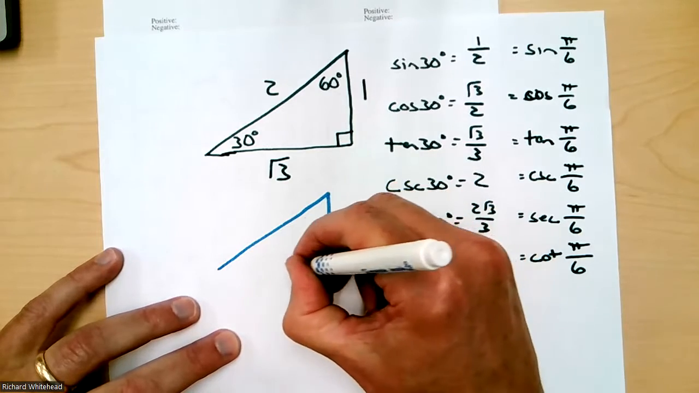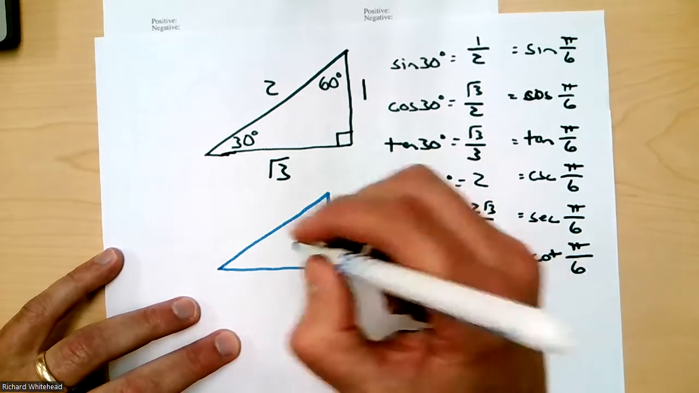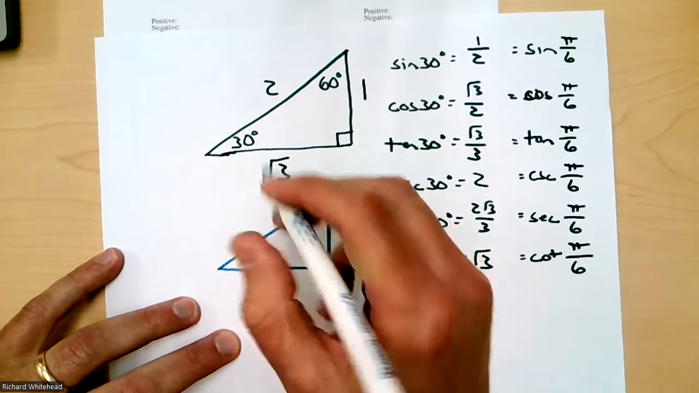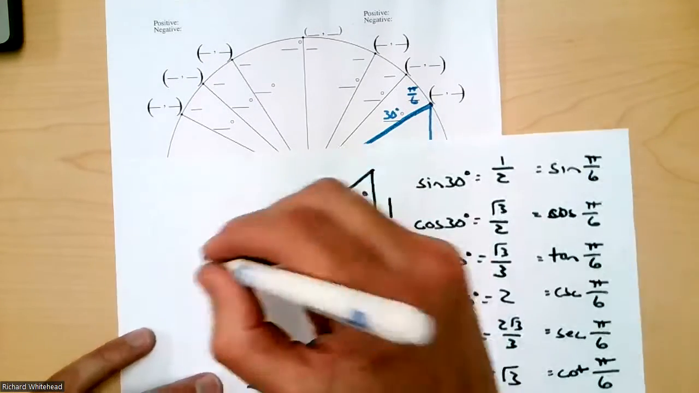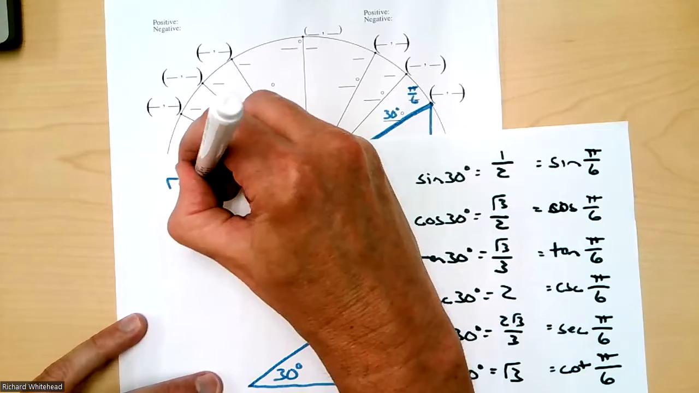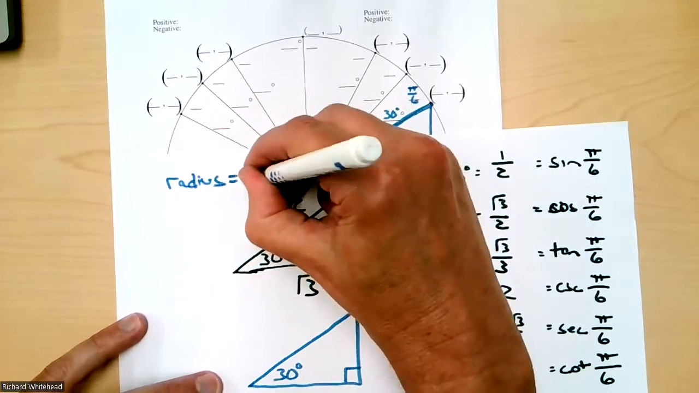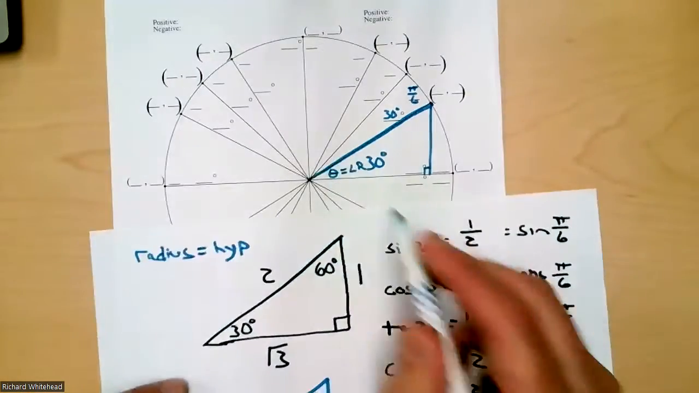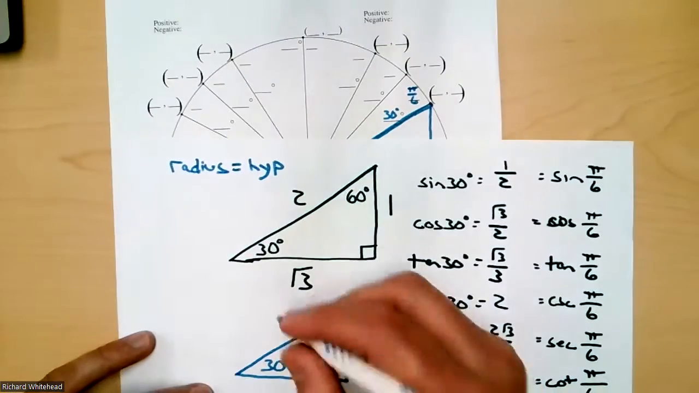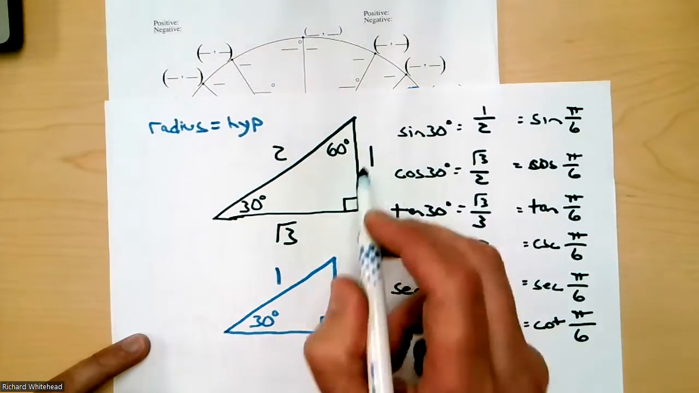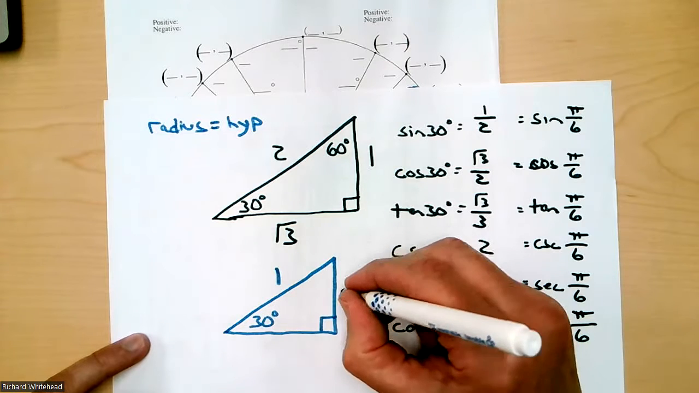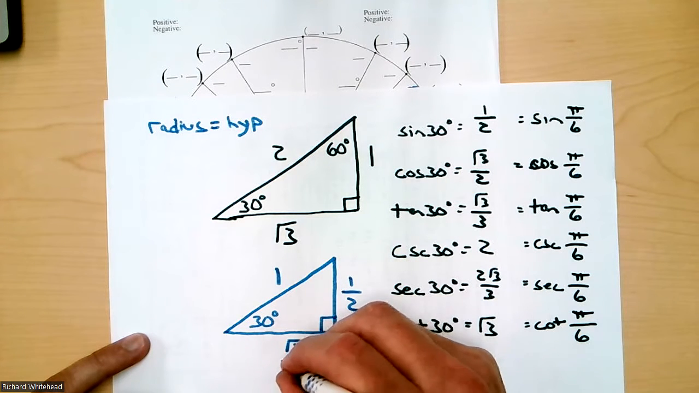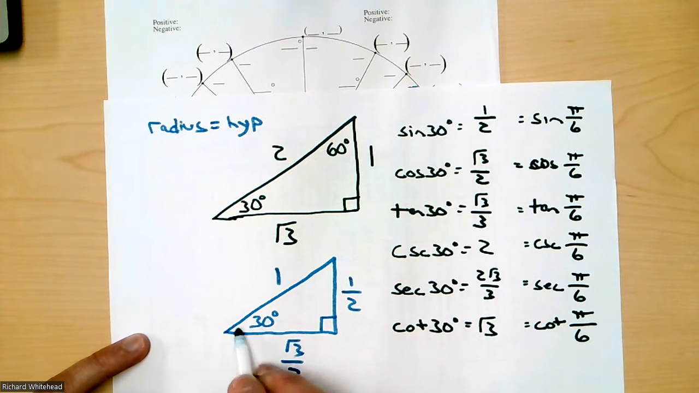But what's the trick here? We're on the unit circle now. And what's the radius of the unit circle? See, the radius matches up with the hypotenuse. So what's the radius of the unit circle? Oh no, the radius of the unit circle is supposed to be 1. So instead of having 1, 2, root 3, it's supposed to be 1 right there, which means everybody's divided by 2.